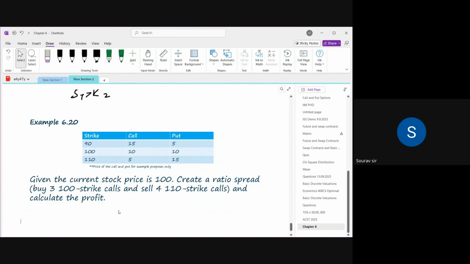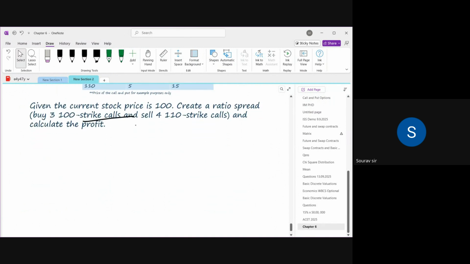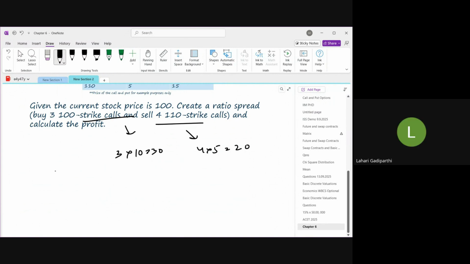So you buy three calls at strike 100. So that is 3 cross 10, 30. And you sell 4 calls at 110. So 4 cross 5 is 20. So what is the net cost? 30 minus 20. So that is 10. That is your outflow.